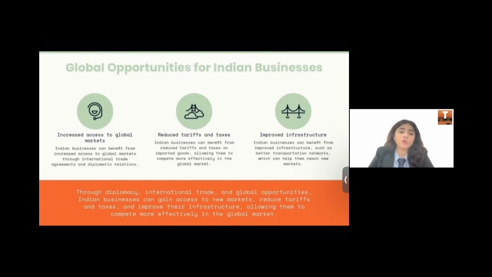Fourth is global outsourcing and services. IT and business process outsourcing: we can leverage India's expertise in IT and business process outsourcing to provide cost-effective and high-quality services to global clients. This includes software development, customer support, data analytics, digital marketing, and back office operations.